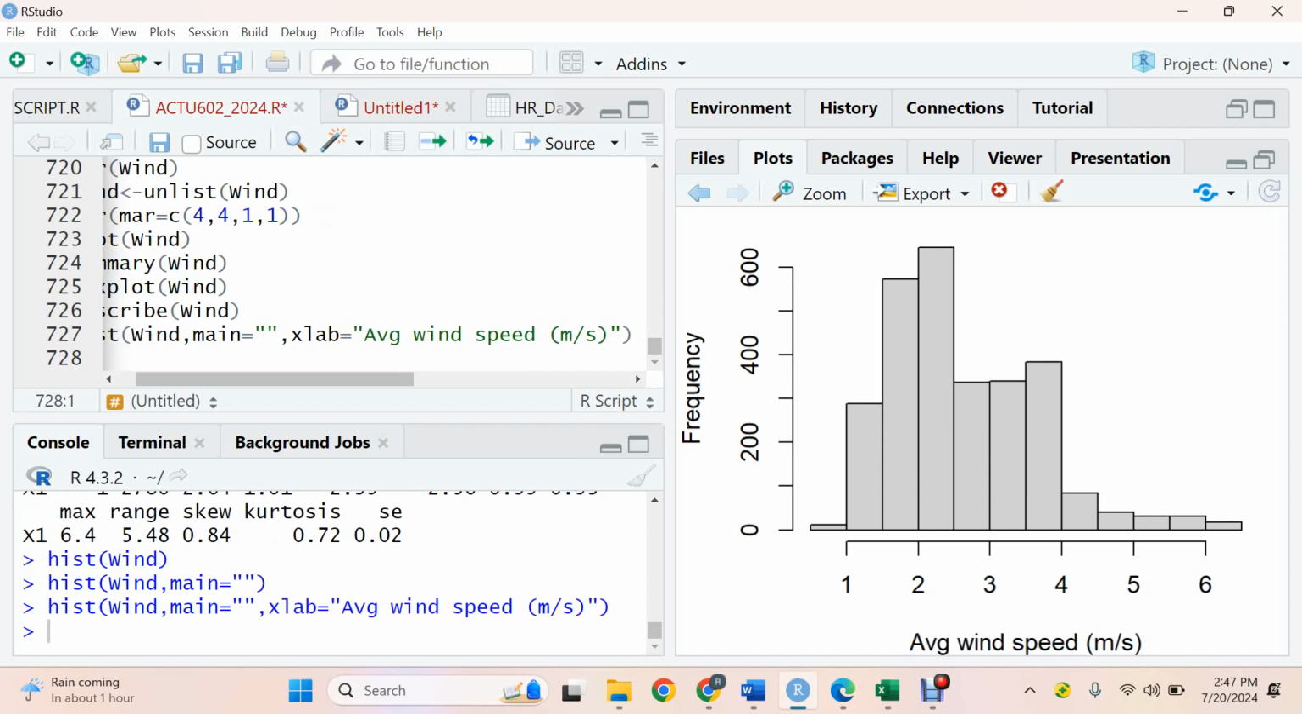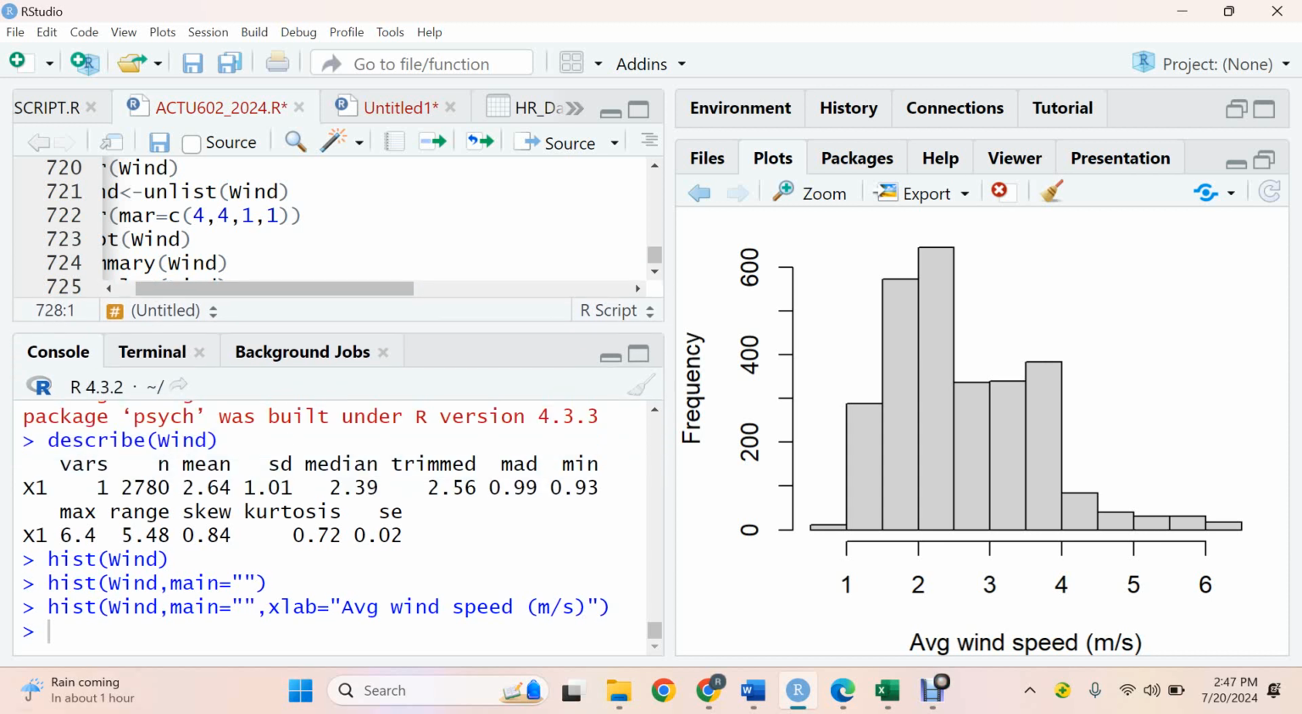Okay, so now what can you say? So we have all this plus the descriptives. What can you say about this? Yes. It's about 600. Are you more interested in the frequencies?